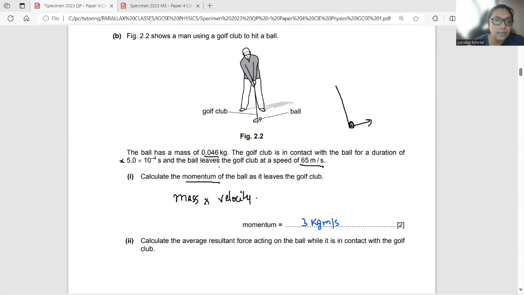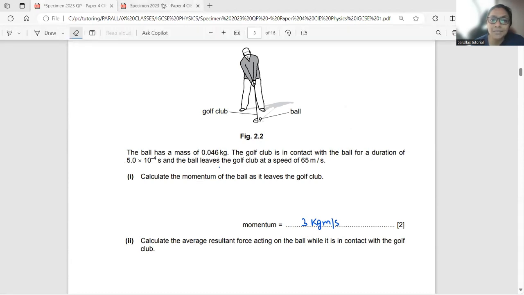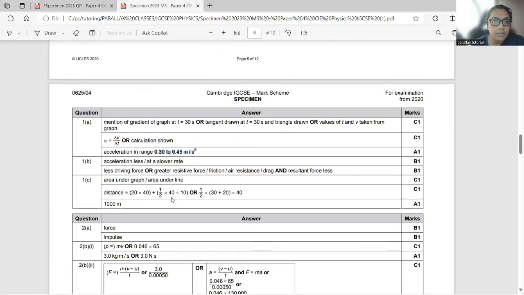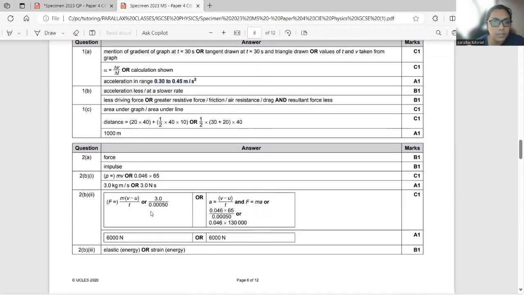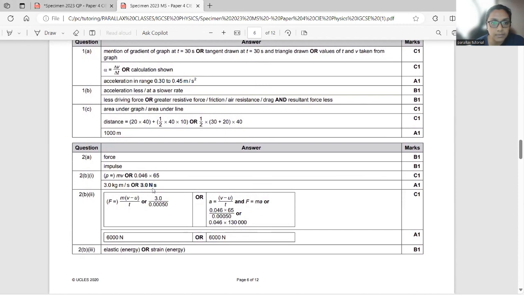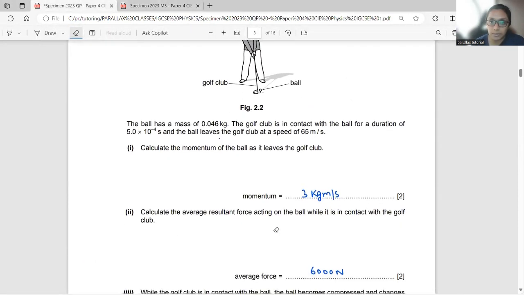So we take the mass of the ball, which is 0.046, and we multiply it with the velocity, which is 65 meters per second. So 2.99, or roughly 3 kg meter per second, because that's the unit for momentum, right? That is how you get the momentum. Okay, let's see if the answer matches. So this is question number 2, and the momentum is 3 newton second or 3 kg meter per second. Both the units are okay, right?